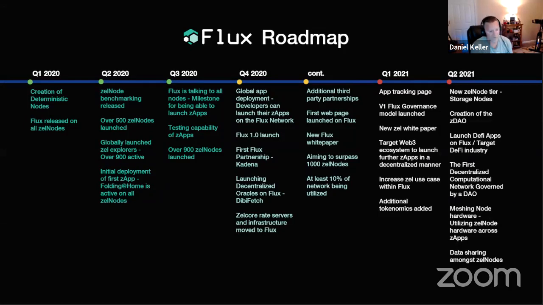We're going to target the Web3 ecosystem to launch Zaps in a decentralized manner. I don't know if you guys know what Web3 is, but check it out. It's pretty sick. I think it is probably one of the bigger things that we can do on this network as well, other than what we are announcing today. We want to increase our Zel use case within Flux. We're going to continue to keep building that use case for Zel as that utility model. We want to make sure that it is used in all parts of the practice.